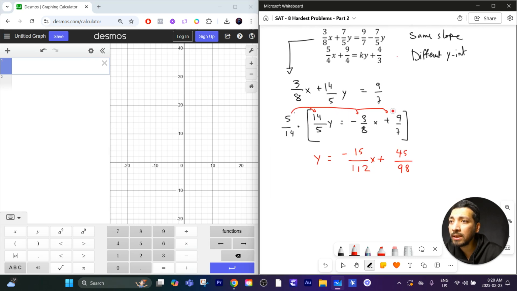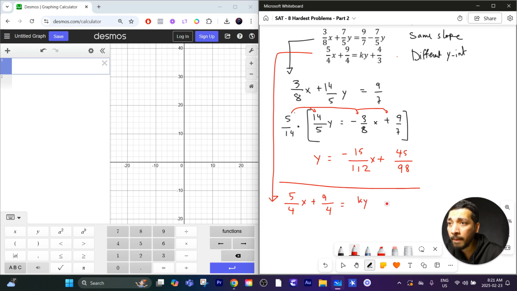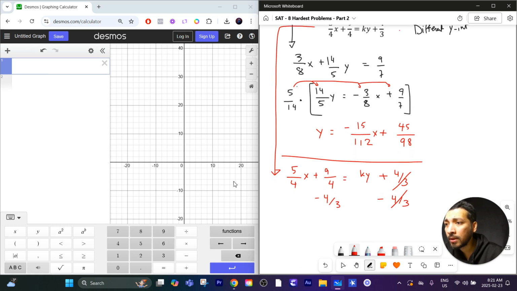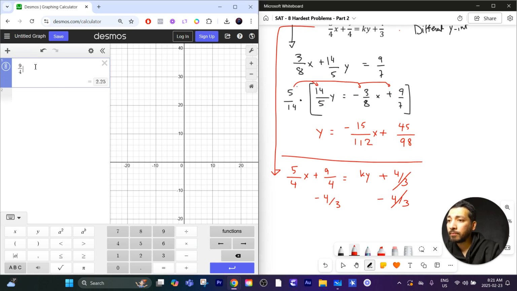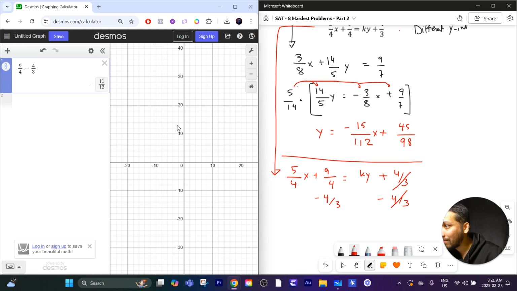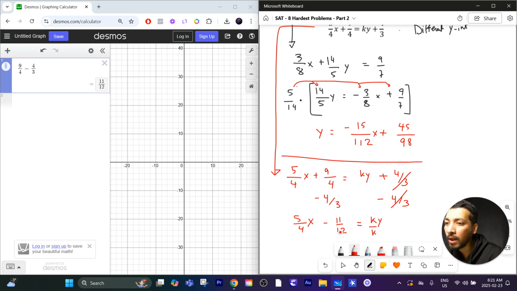Now we'll just need to rearrange the second equation and make the comparison. So let's try to see for the second equation. We have 5 over 4x plus 9 over 4 is equal to ky plus 4 over 3. So subtract 4 over 3 from both sides. So this will just cancel out. 9 over 4 minus 4 over 3, we are getting 11 over 12. So 5 over 4x minus 11 over 12 is equal to ky. Divide both sides by the coefficient of y, which is k. So we'll have 5 over 4k times x minus 11 over 12k.